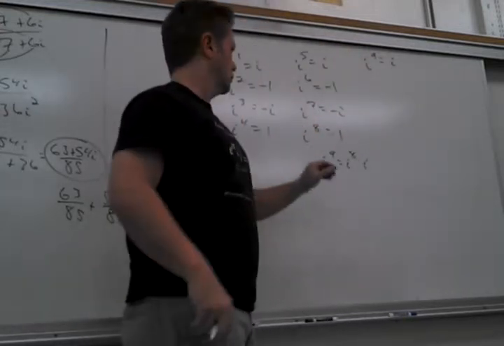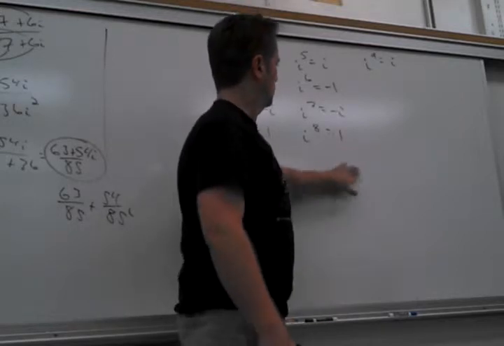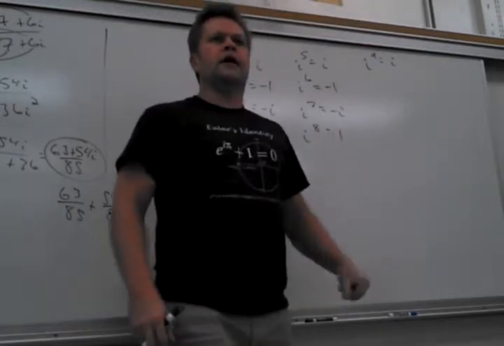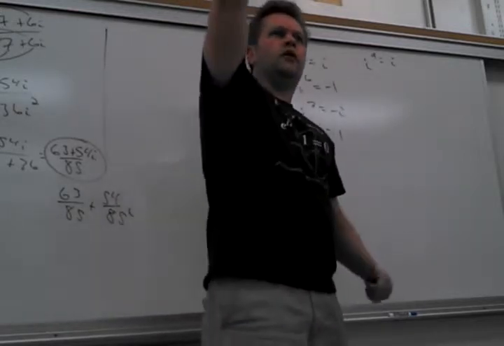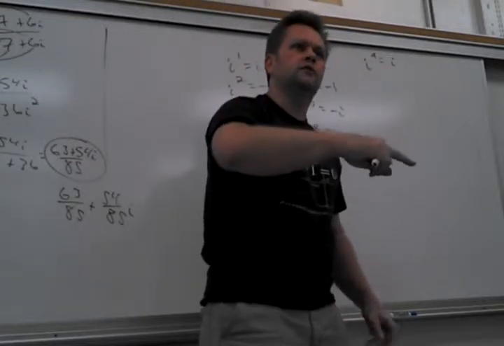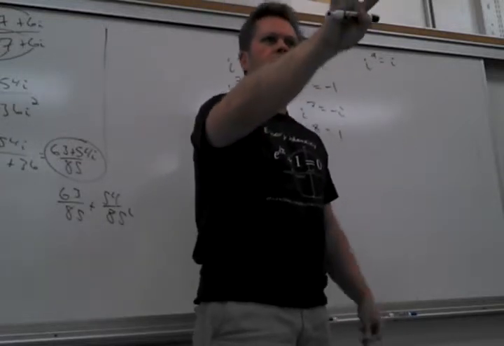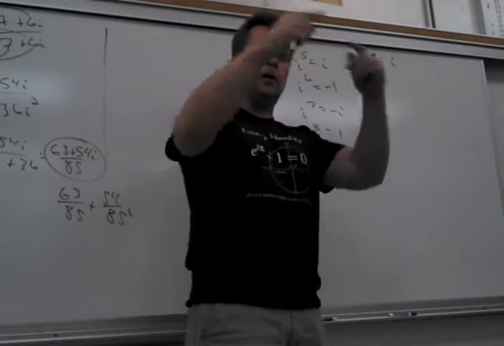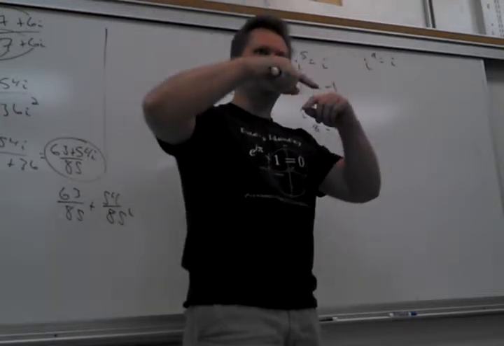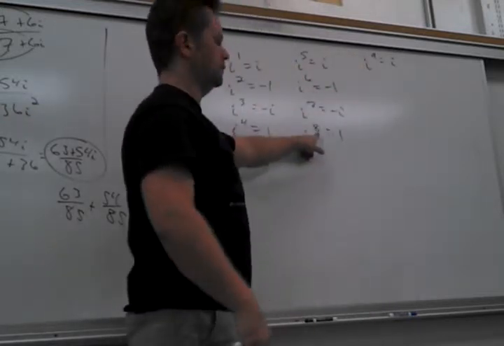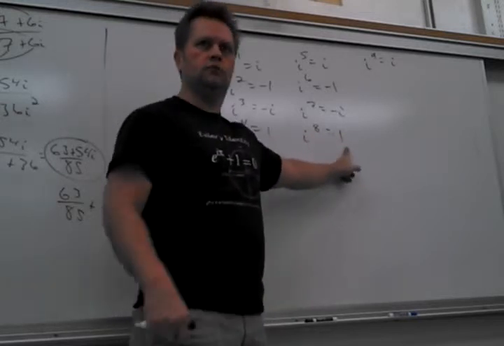Yes, sir? How come i to the 9th would be negative i? Because then it doesn't... 3 go into 9? That's not the cycle. How far does it go through a cycle? 4 steps. So it's all about the number 4 and how much it goes in. The remainder tells me where I am. 4 goes into 8 perfectly. That's why it's equal to 1.